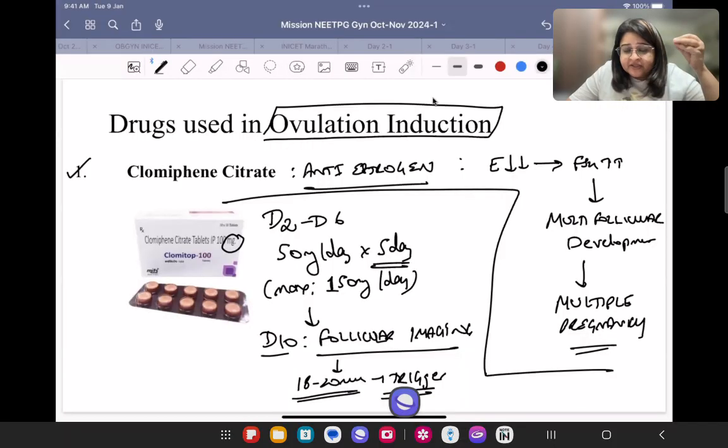What do you mean by trigger? Trigger means something which mimics the action of LH. And what do we do? So LH as such market में available नहीं होता है. FSH available है, but LH नहीं है. LH क्यों available नहीं है?